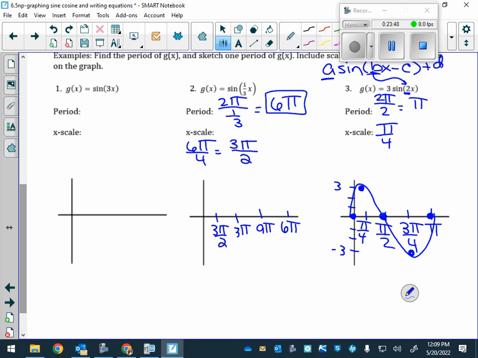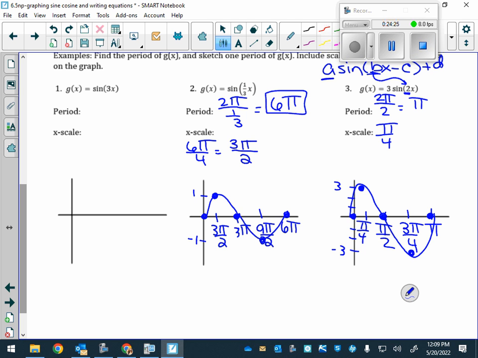Excellent, good. What is my amplitude for this one? 1. What's my midline? Good. Where do I start? And then where? And then? Good. And then? Good. Excellent. So no matter what, you always divide by 4. And one thing to keep in mind, it's a smooth curve, you guys. There shouldn't be any points. It's a smooth curve.